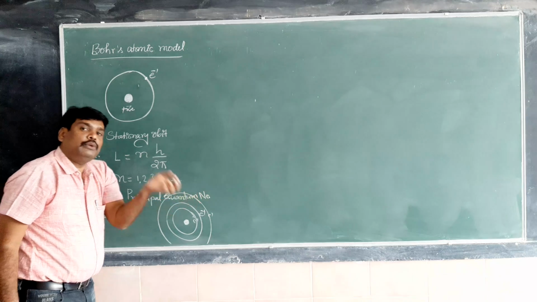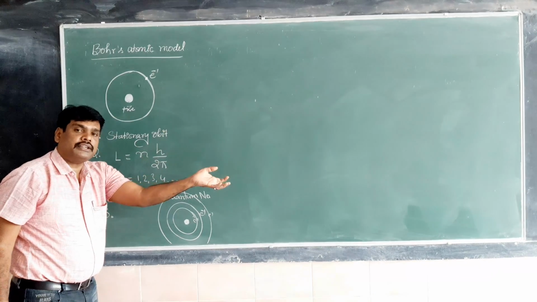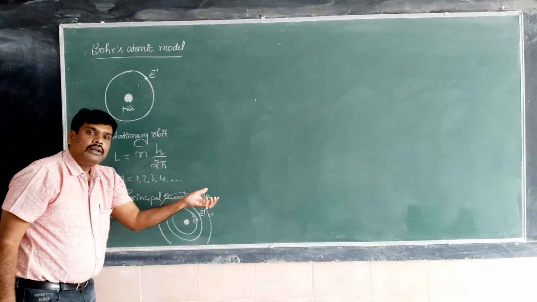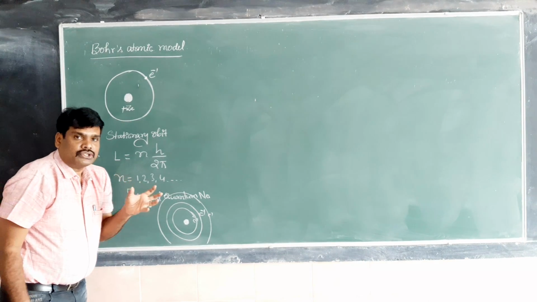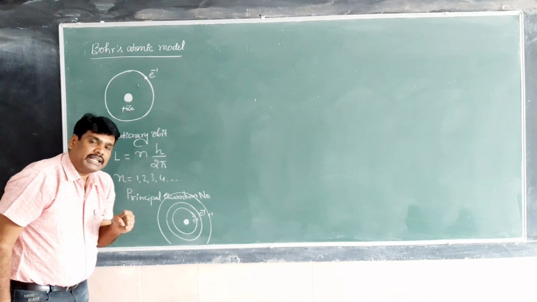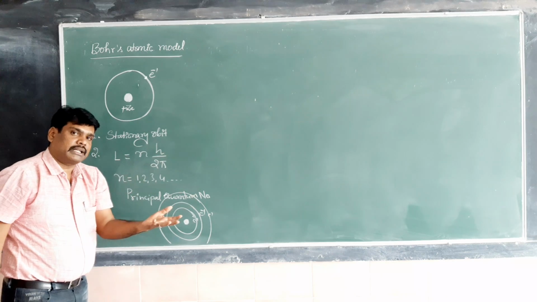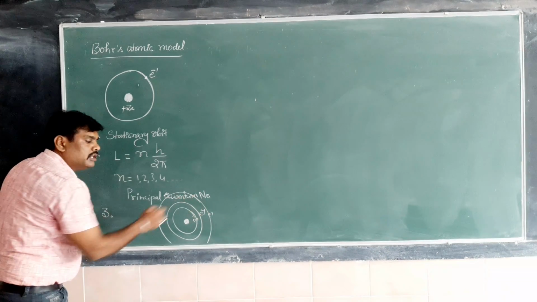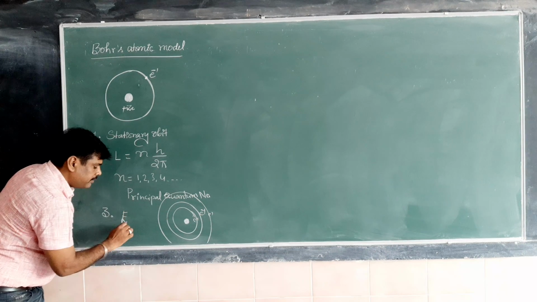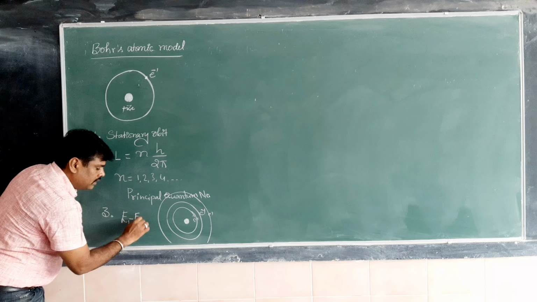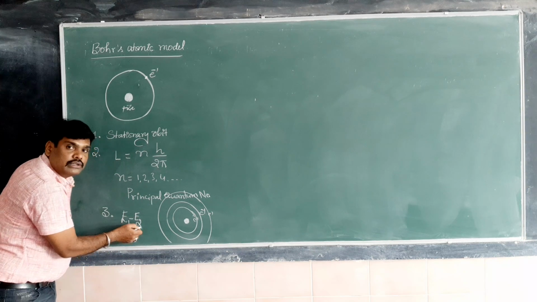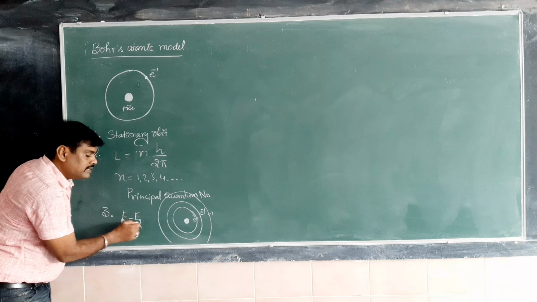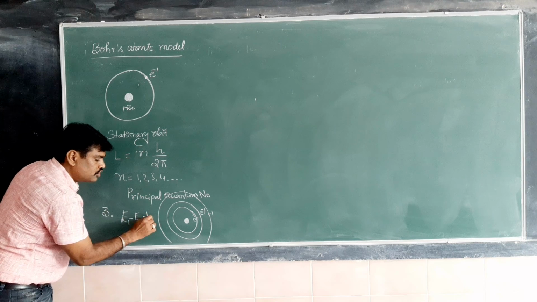If it jumps from a lower energy level to a higher energy level, it absorbs radiation, because there are two types of spectra: one is the absorption spectra, another is the emission spectra. Depending upon the energy level, if the electron jumps from one state to another, let us consider E1 is the higher energy level and E2 is the lower energy level. E1 minus E2 is equal to h nu.